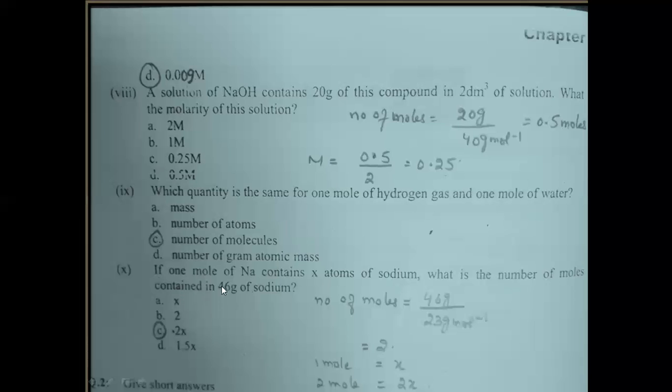Number 10, if 1 mole of sodium contains X atoms of sodium, what is the number of atoms in 46 grams of sodium? So first of all, we have to find out moles. The mole formula is mass in gram divided by molar mass. 46 over 23 will give us 2. So 2 is the moles. 1 mole has X atoms, so 2 moles will have how many atoms? Definitely 2X atoms. So 2X atoms is the correct option.